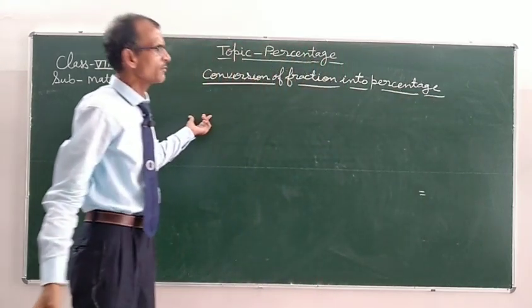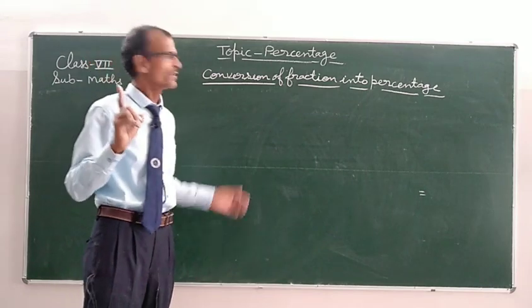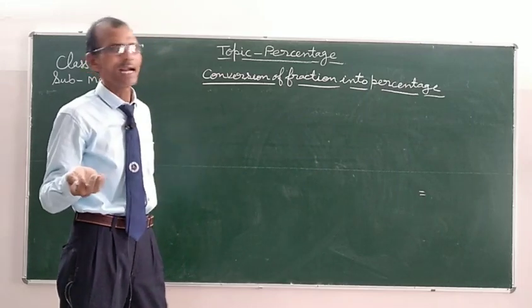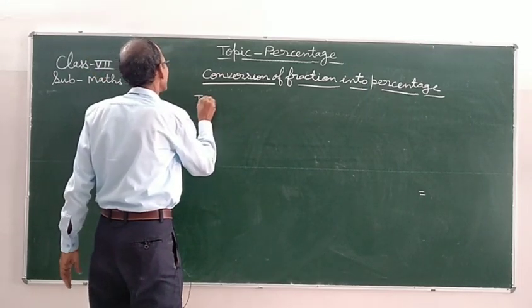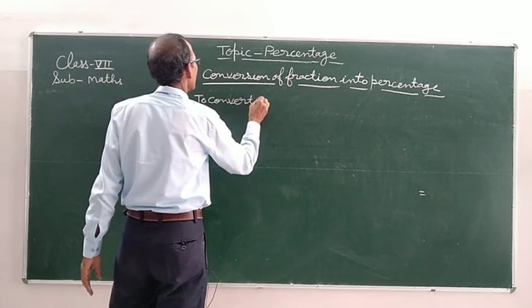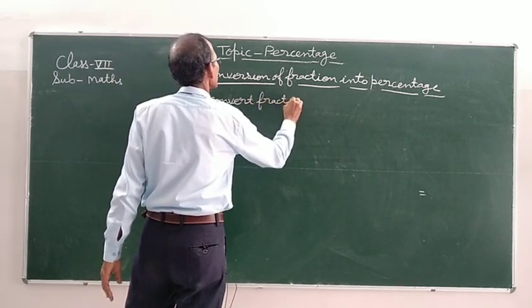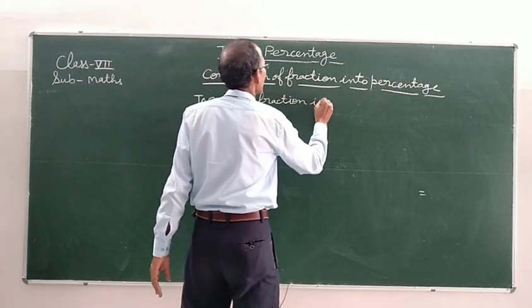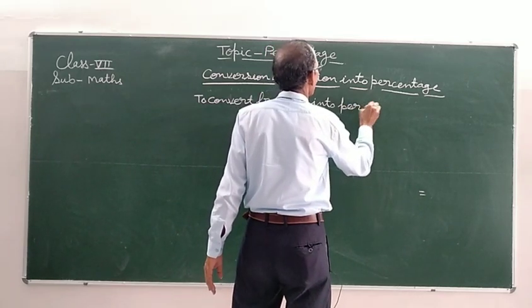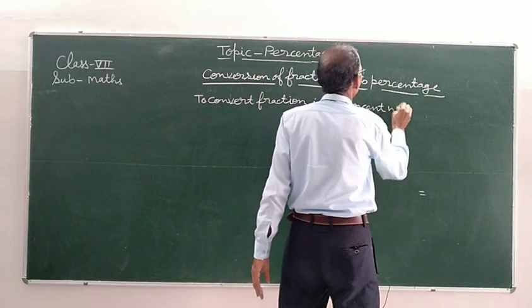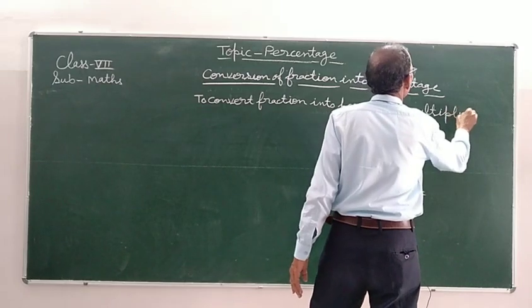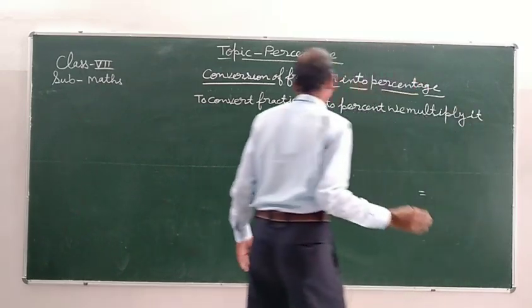फ्रैक्शन को परसेंट में कन्वर्ट करना. Okay, to convert fraction into percent, we multiply the given fraction by 100. To convert a fraction into percent, we multiply it by 100.